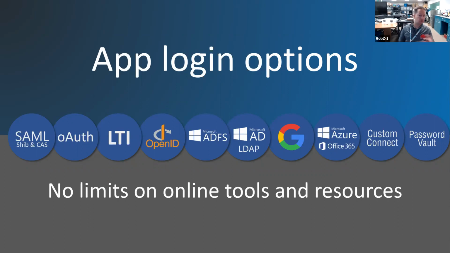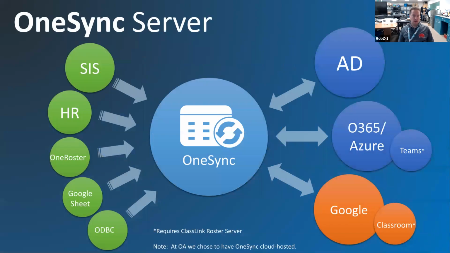If you're heavily Microsoft, heavily Google, a combination of both. Even that last one I just talked about a moment ago, the password vault, there's a way to store those credentials and have things rostered that way. So OneSync is similar to the roster server, but you can see there's more green bubbles on the side here, meaning we can pull in more information to get OneSync to roster. I even like the idea of the Google Sheet. I use Google Sheets for a lot of stuff, so I can even use that as a data source.